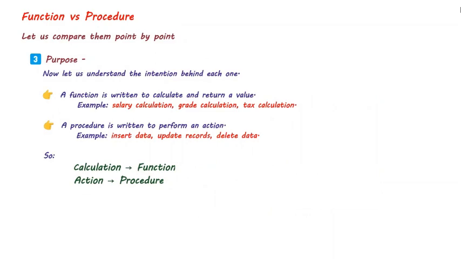Purpose. Now let us understand the intention behind each one. A function is written to calculate and return a value. Example, salary calculation, grade calculation, tax calculation. A procedure is written to perform an action. Example, insert data, update records, delete data. So, calculation, function. Action, procedure.